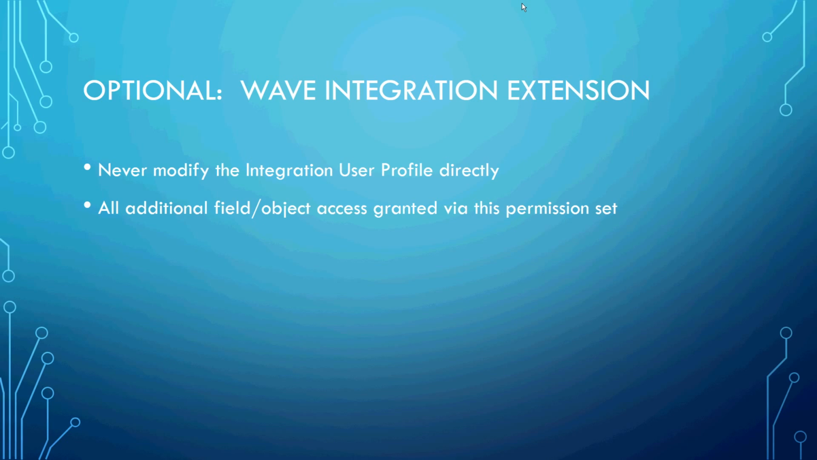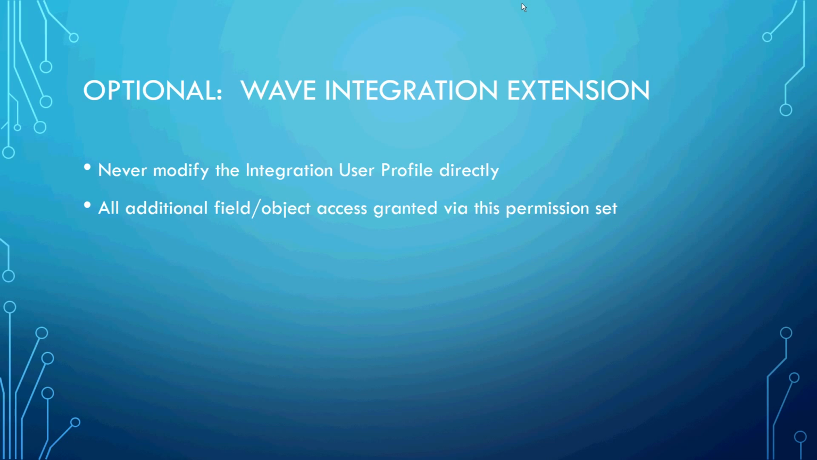So a very common data flow error that you will get when you're first starting off your implementation, or when you're trying to expand and add new objects, is it's going to say that the field doesn't exist. And the cause of this error is not that the field doesn't exist, it's that the Wave integration user does not have access to it. So typically what you're going to do is go and edit the Wave integration user's profile, give them access to the field, and carry on with your day.